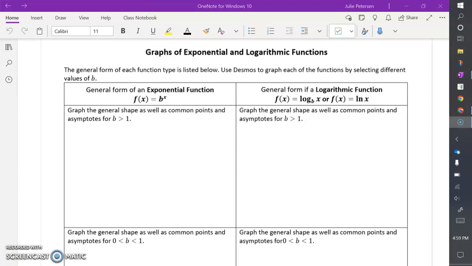Once we get a handle on that, we'll take a look at logarithmic functions with the same premise where we have b-values either greater than 1 or between 0 and 1. See what we can find that they have in common.